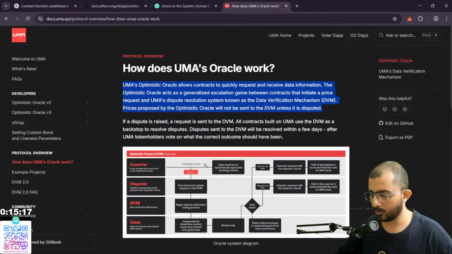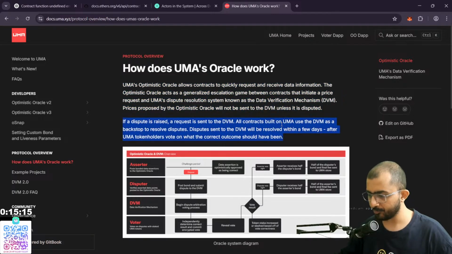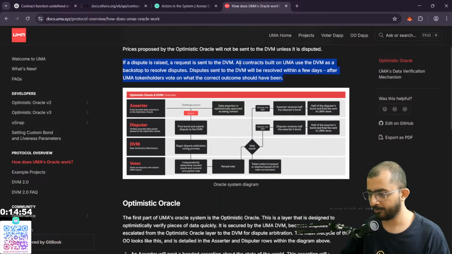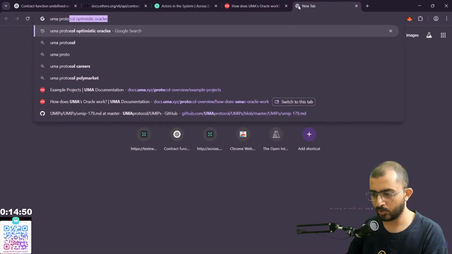All contracts built on UMA use the DVM as a backstop to resolve disputes. Disputes sent to the DVM will be resolved within a few days after UMA token holders vote on what the correct outcome should be. Okay, so UMA protocol.